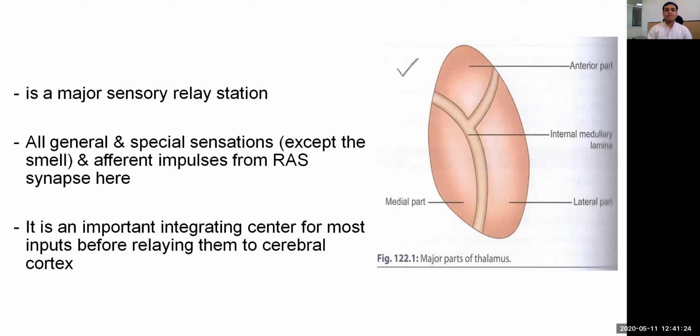It is an important integrating center for most of the inputs before relaying them to the cerebral cortex. As we have seen in the sensory tracts, for many sensations the first order and second order neurons ultimately terminate in the thalamus, and from there via the thalamocortical fibers they project into the various respective areas of the cortex. Therefore, it is said to be one of the very important integrating centers.